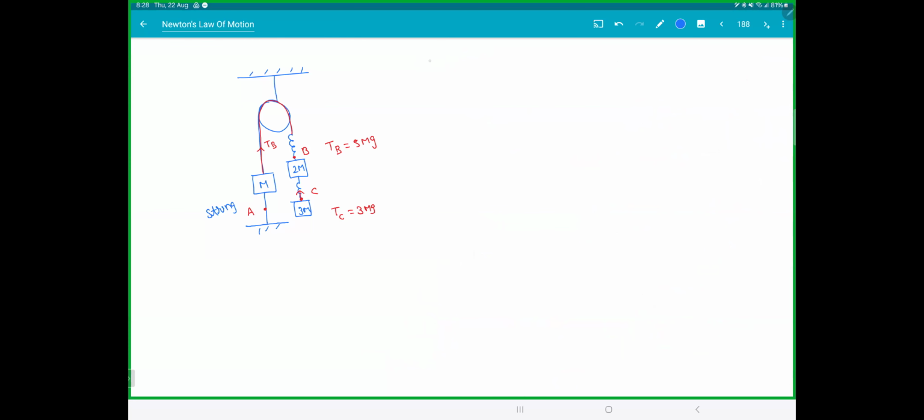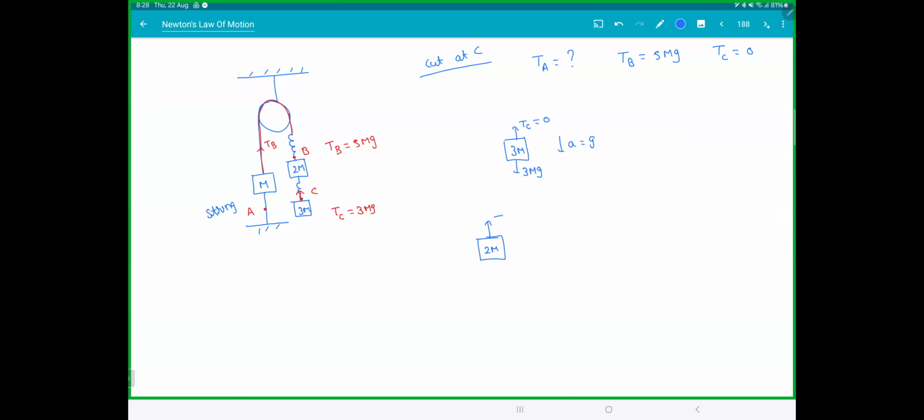Same story. Now we are cutting at C. TA, we don't know. TB, this will remain the same. TC will become 0. Now let's start from 3m. So for 3m, TC is 0. Your weight is 3mg. There's no one to support. You'll have a free fall.